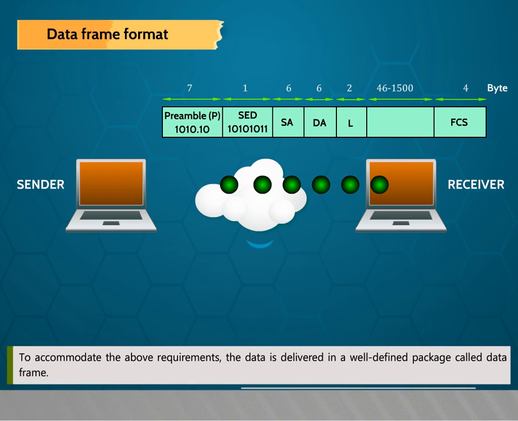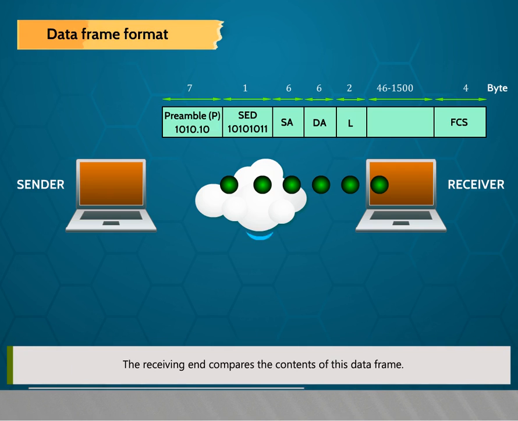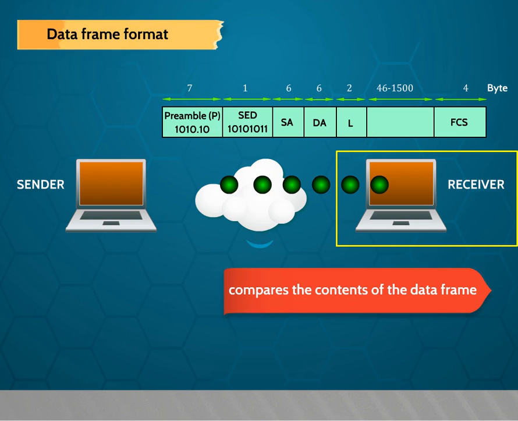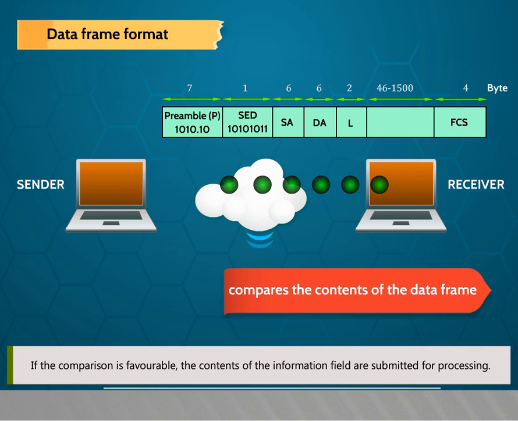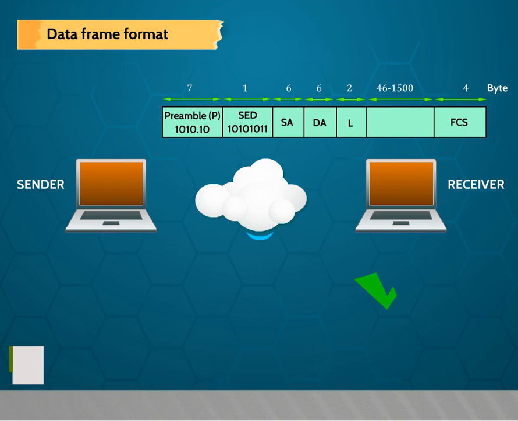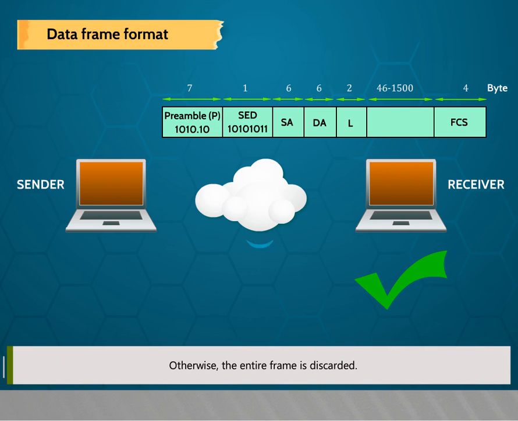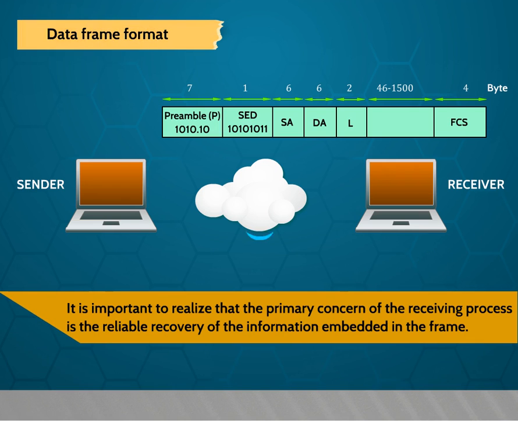To accommodate the above requirements, the data is delivered in a well-defined package called a data frame. The receiving end compares the contents of this data frame. If the comparison is favorable, the contents of the information field are submitted for processing. Otherwise, the entire frame is discarded. It is important to realize that the primary concern of the receiving process is the reliable recovery of the information embedded in the frame.